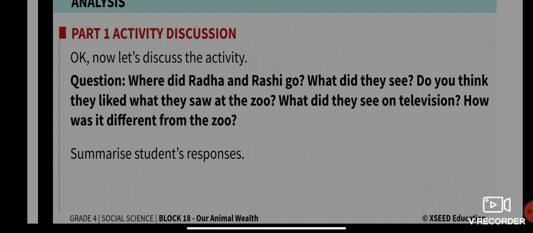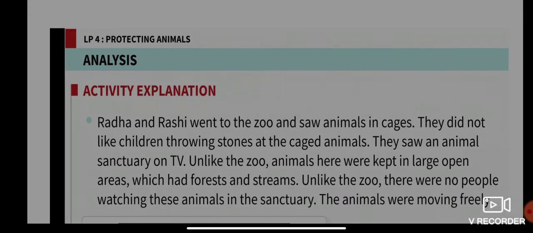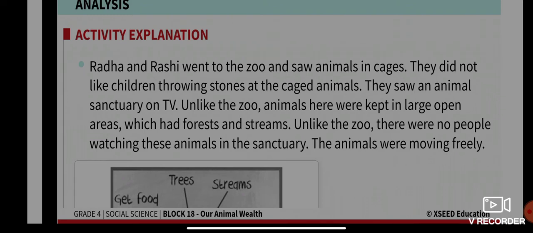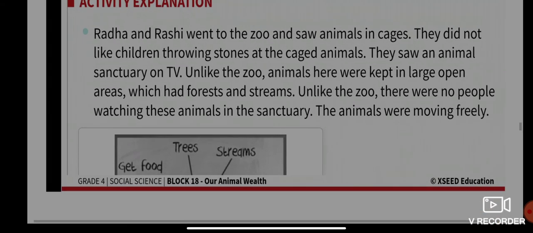Very simple. From our reading, we have learned everything. But let me quickly summarize the answer for you. So you'll see that Radha and Rashi went to the zoo and they saw the animals in cages. They did not like children throwing stones at the caged animals. They saw an animal sanctuary on TV. So unlike the zoo, animals in the animal sanctuaries were kept in large open areas, which had forests and streams. Unlike the zoo, there were no people watching these animals in the sanctuary. So the animals were moving freely.